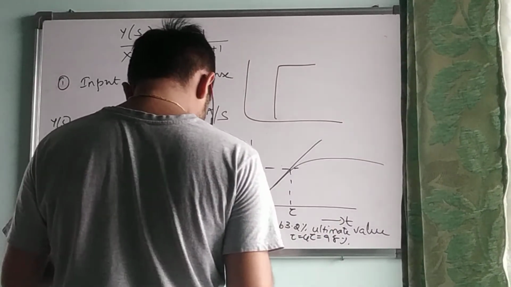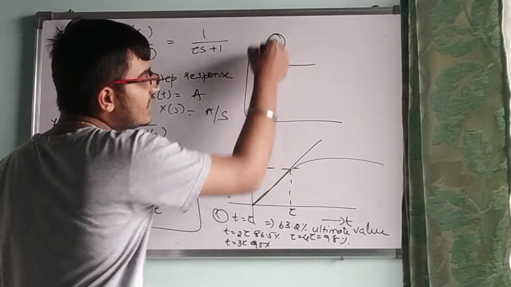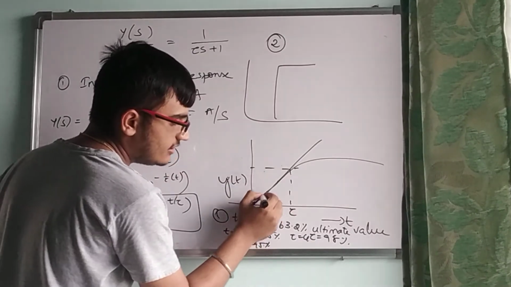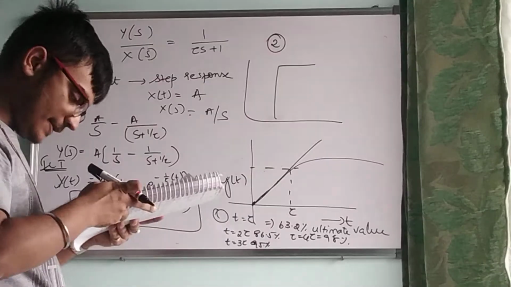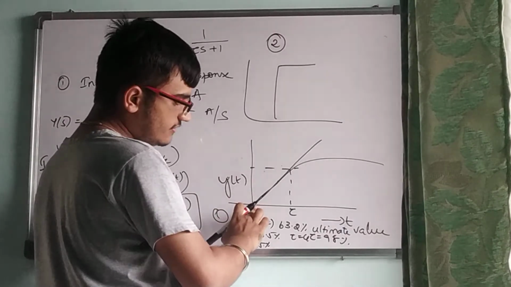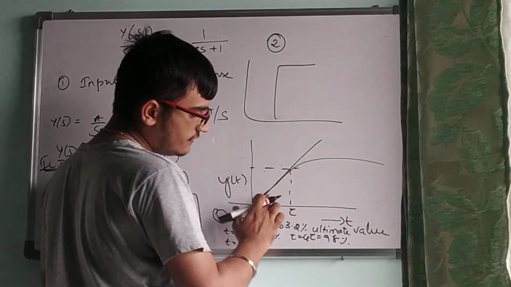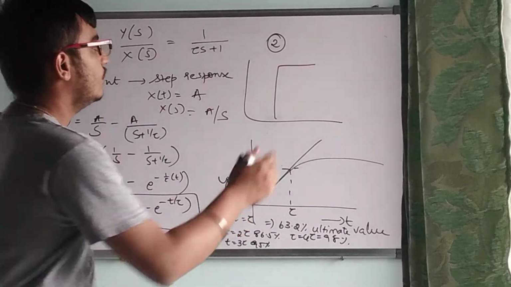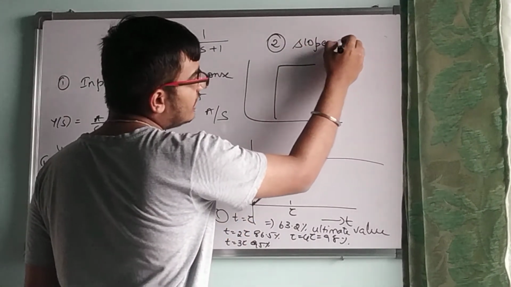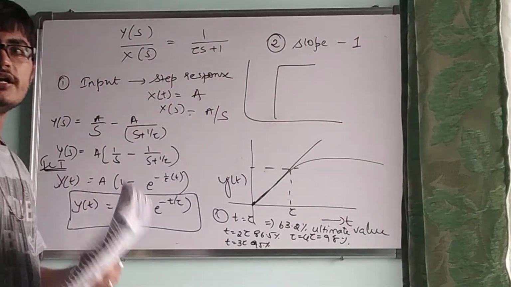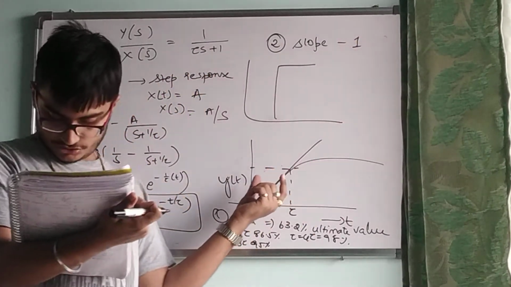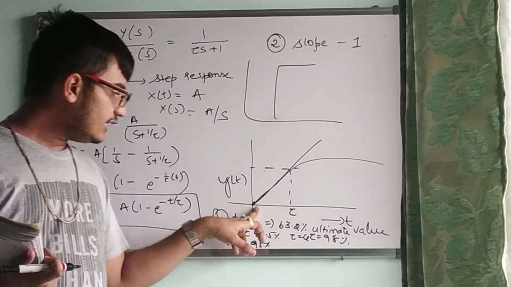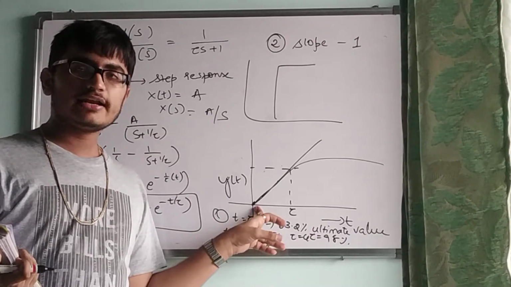Second observation is that initially the slope is equal to 1, right? Initially the slope is equal to 1 at the origin. At the origin, you can see here from the graph, the slope is equal to 1. And if it is continued with the same response, initially you can see here the slope is 1, right?